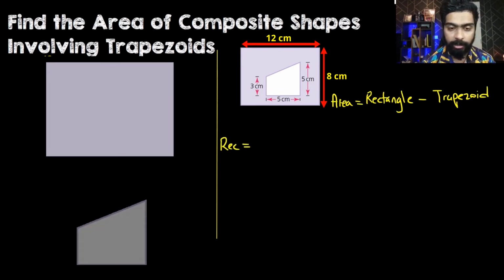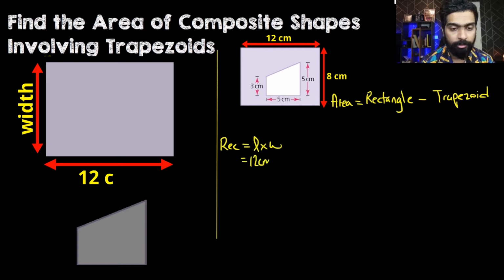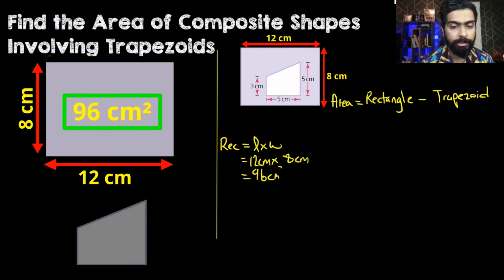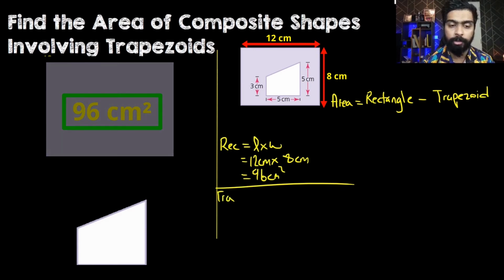So the rectangle is length multiplied by width, right guys? So what do we have? 12 centimeter multiplied by 8 centimeter, which is 96 centimeter square. All right, so we have found the area of the rectangle. Now let's go for the area of the trapezoid.